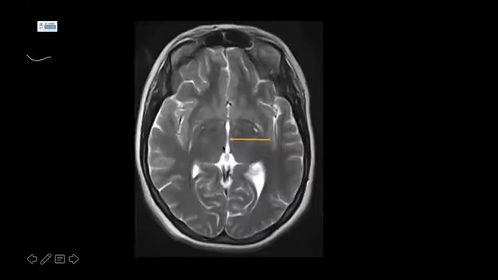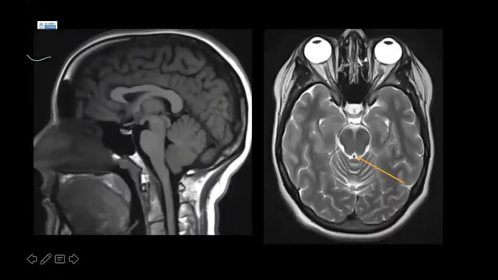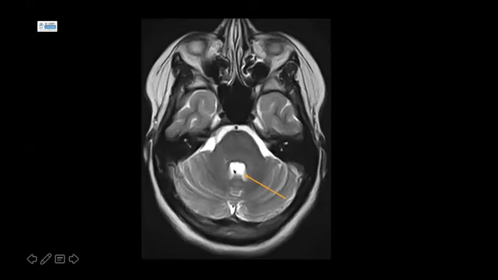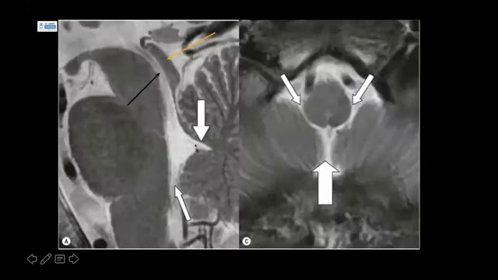We move down into the third ventricle, through the cerebral aqueduct. It's here. So third ventricle into the cerebral aqueduct, into the fourth ventricle. So this is the fourth ventricle here, and this is a central sagittal image, and we're central.